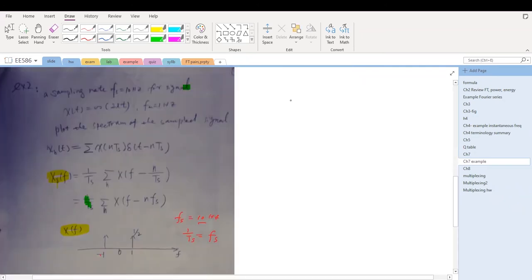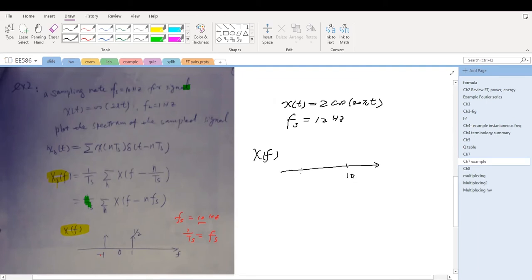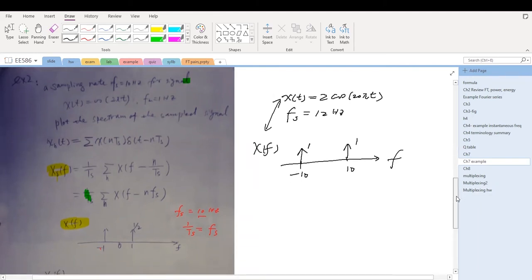Let's look at another example. I have signal x(t) equals 2 cosine 20 pi t, and I sample this signal using frequency 12 Hertz. So in this case, X(f), the frequency is 10 and minus 10. The magnitude is 1 and 1. This is the spectrum for the continuous time signal.